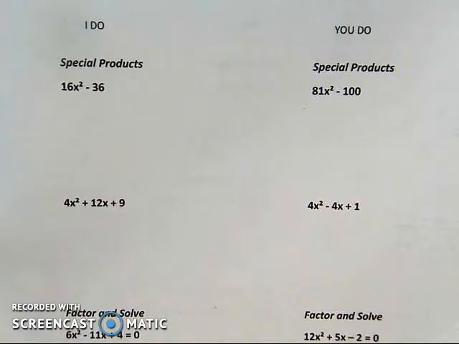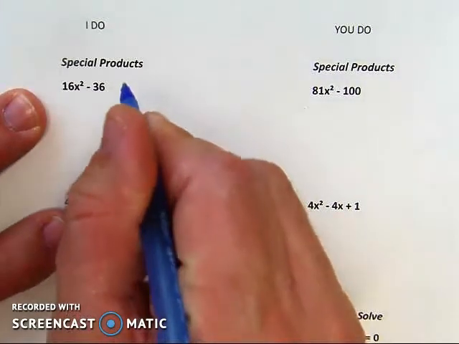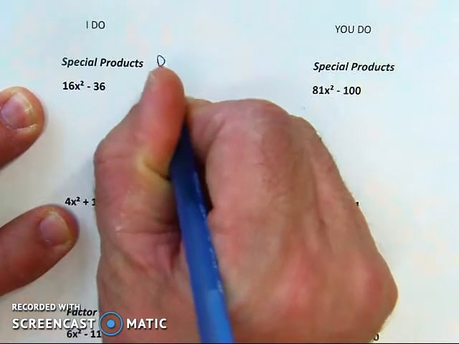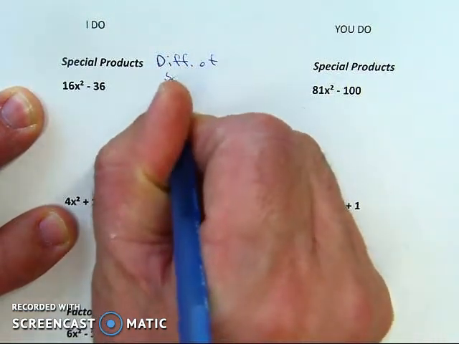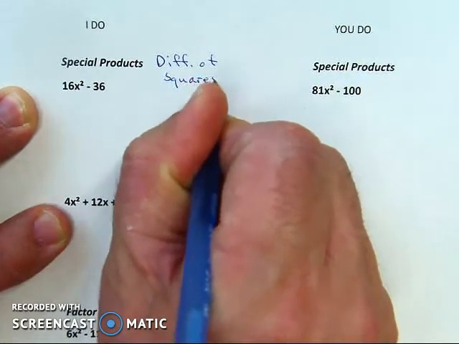Was called the difference of squares. You can write that down if you want. I'll go ahead and do that. So difference of squares. And it's called that because it has a subtraction, that's the difference part, and then each of these terms has to be perfect squares.